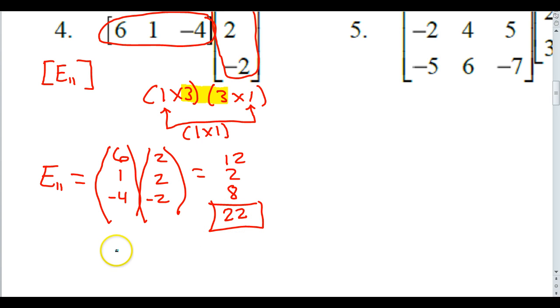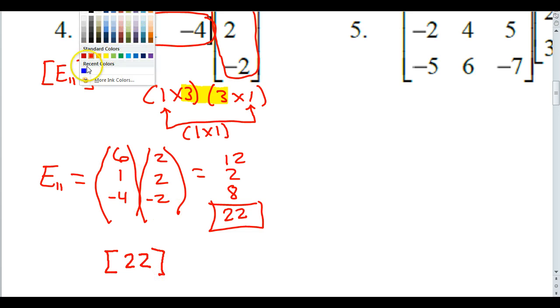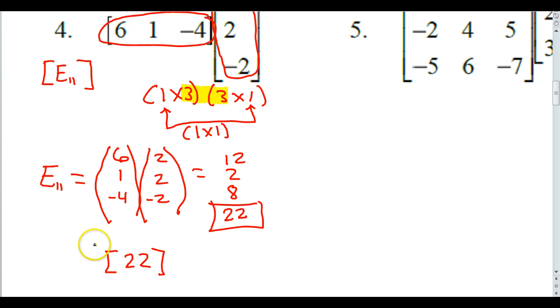So let's put some brackets around it and call ourselves done. So this is the product. It is a 1 by 1 matrix that just has the number 22 in it.